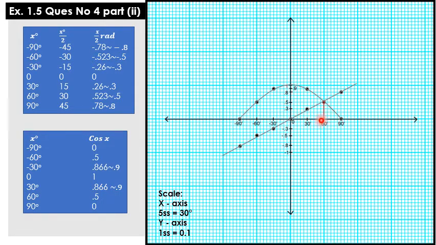x equals 60 degrees. It will give you the solution of this equation, x by 2 equals cos x.